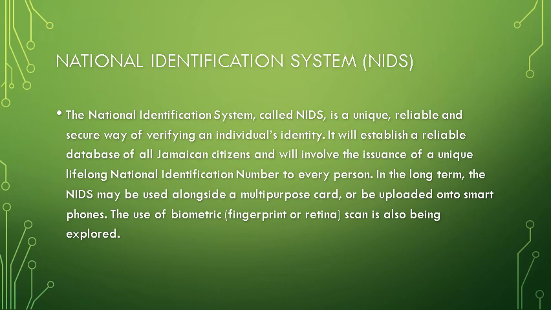The National Identity System, called NIDS, is a unique, reliable, and secure way of verifying an individual's identity. It will establish a reliable database of all Jamaican citizens and will involve the issuance of a unique lifelong national identification number to every person.